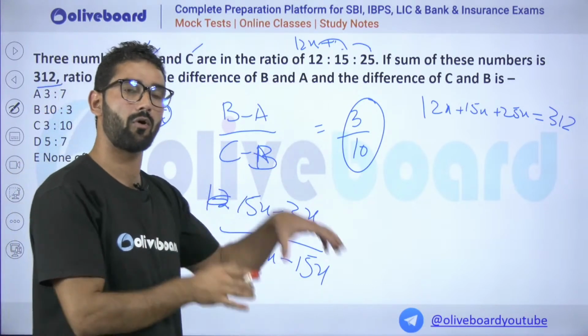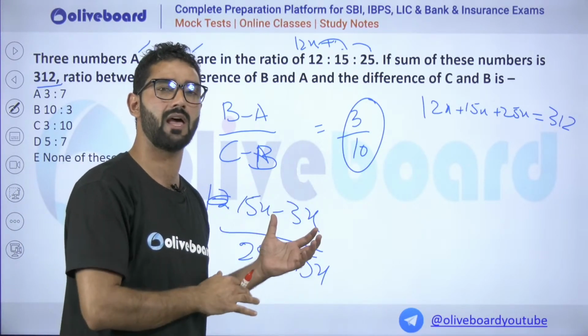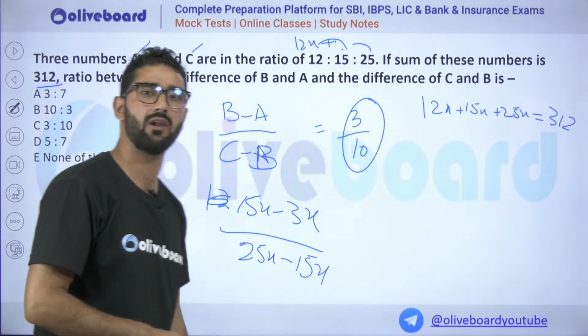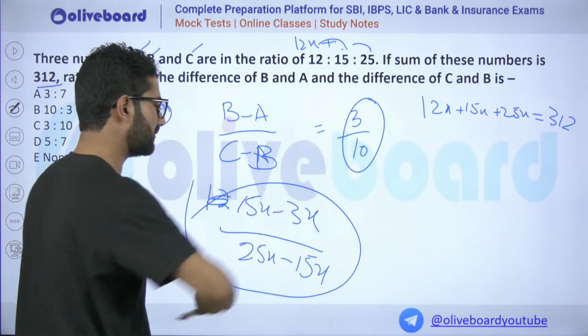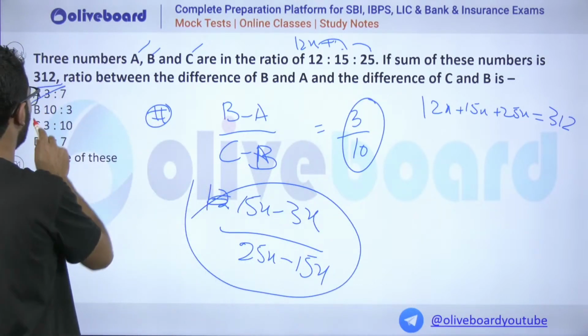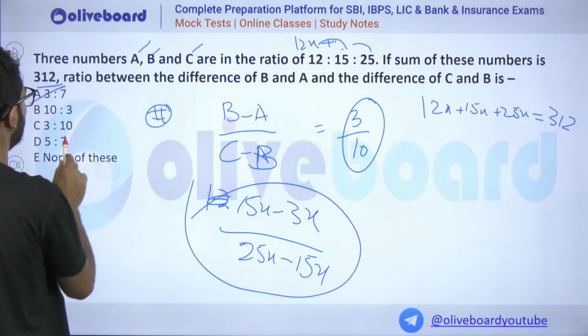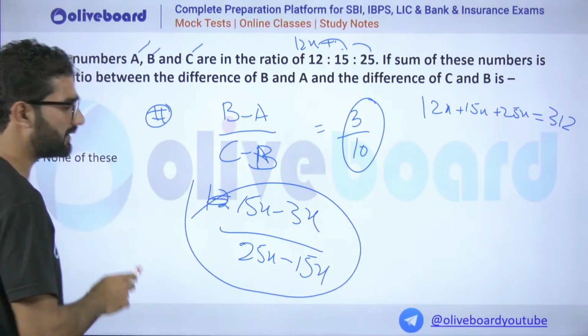So there is one property of proportion. With the help of proportion we can cut the values and get the answer without calculation, without going for the value of x. Definitely we'll get it. What was the option for this question? It was nothing but 3:10 that will be the correct option. Yes, Leo.